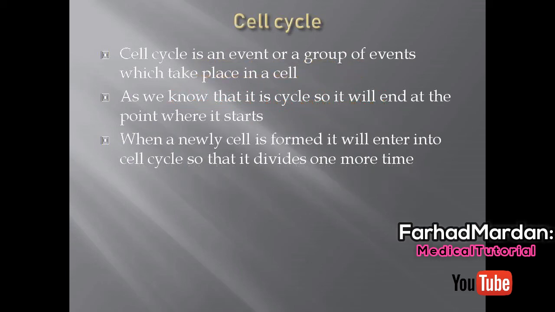In my previous slide I defined the cell cycle. In this slide I'll be telling you about the three important steps of cell cycle. Cell cycle is an event or a group of events which take place in a cell. Simply, a cell cycle indicates the events which take place in a cell. As we know, it is a cycle.